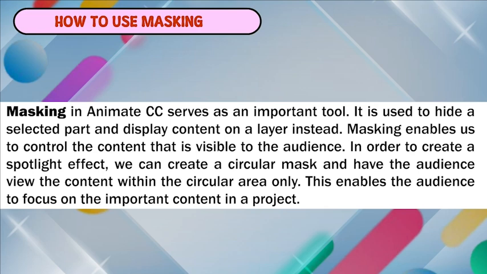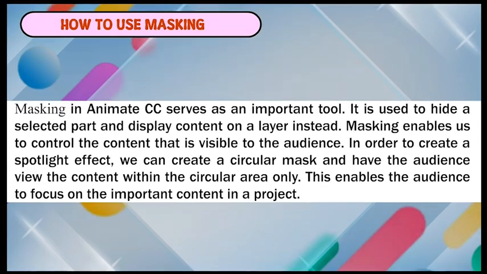How to use masking. Masking in Animate CC serves as an important tool. It is used to hide a selected part and display content on a layer instead. Masking enables us to control the content that is visible to the audience. In order to create a spotlight effect, we can create a circular mask and have the audience view the content within the circular area only. This enables the audience to focus on the important content in a project.